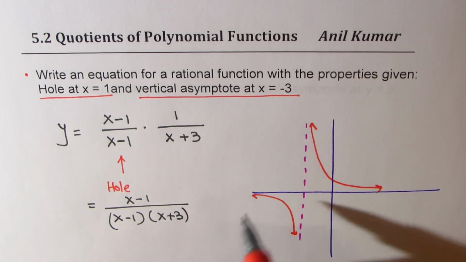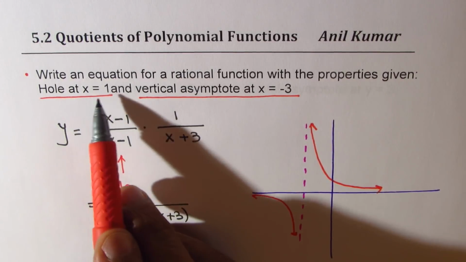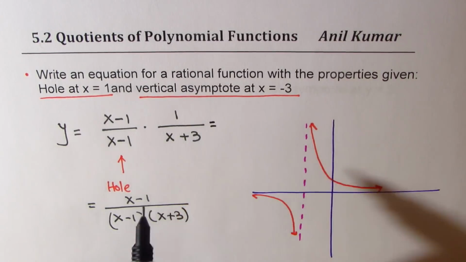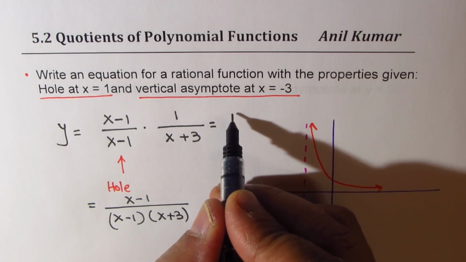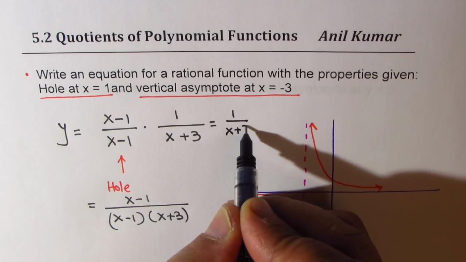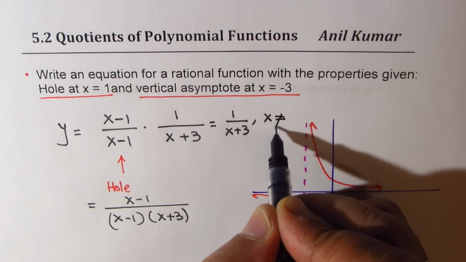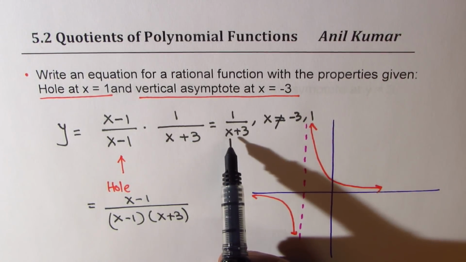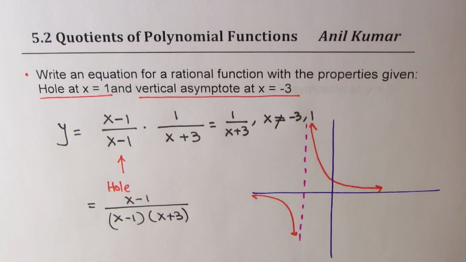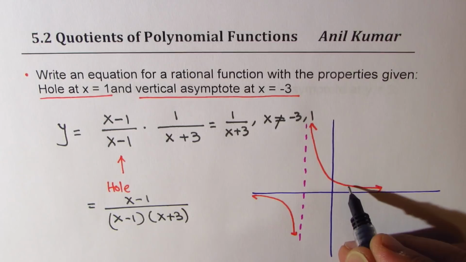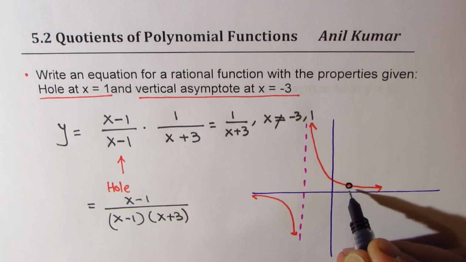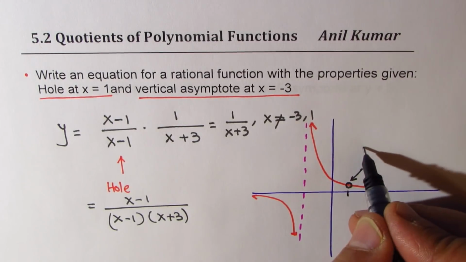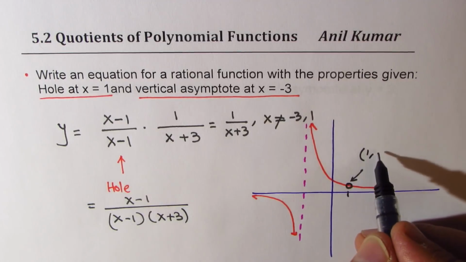Okay, now there's one catch. At 1, there is a hole. So we could write this as equal to, so this will simplify to 1 over x plus 3, where x is not equal to minus 3 and also 1, correct? Now if I substitute 1 here for x, I get 1 over 4, correct? So at 1, there is a hole here. Do you understand? So this hole is positioned at x equals 1 and the coordinates are 1 and 1 over 4.